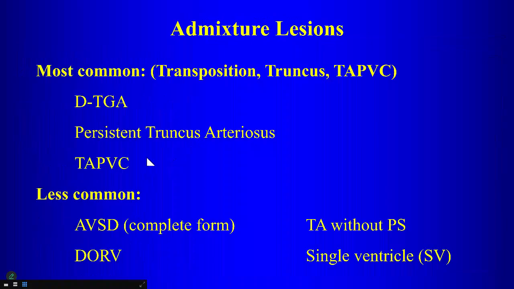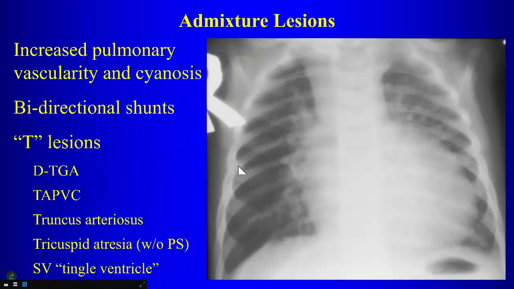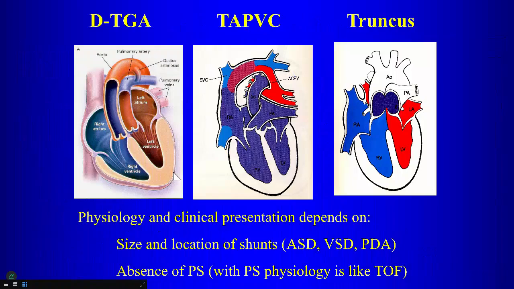So these are the most common that we talked about, and there are some less common ones also that are listed. So transposition, D-transposition, total anomalous pulmonary venous return, Truncus arteriosus. The physiology and clinical presentation depend on the size and location of shunts. That usually would be ASDs, VSDs, and PDAs, and the absence of pulmonic stenosis. Without pulmonic stenosis, there will be preferential flow through the pulmonary circulation, hence the increased pulmonary blood flow.